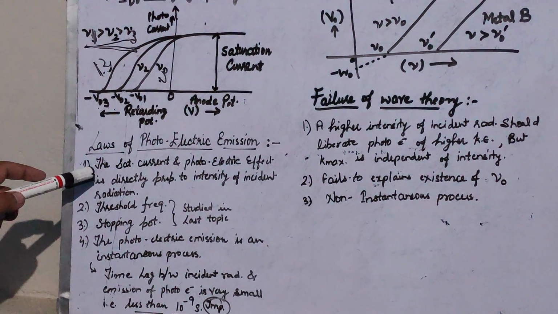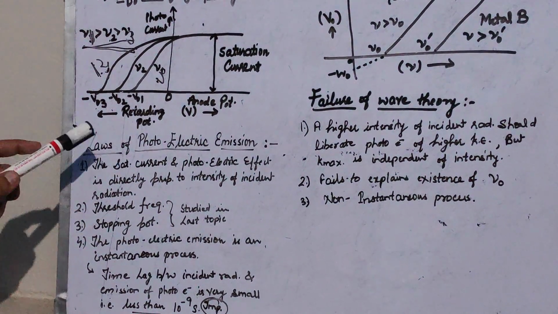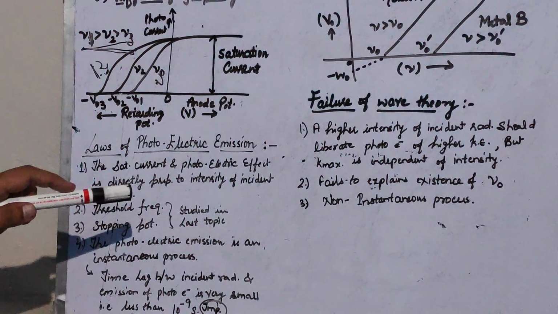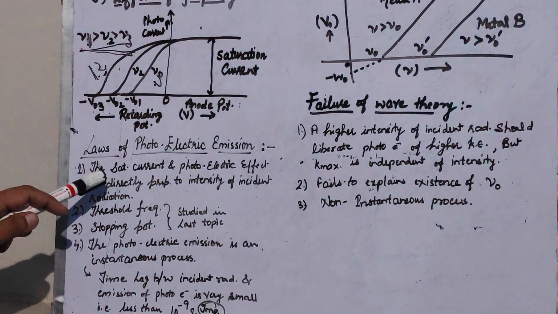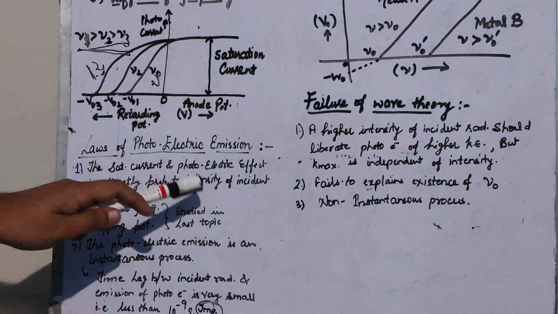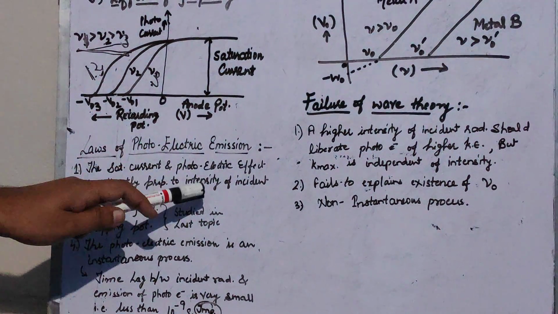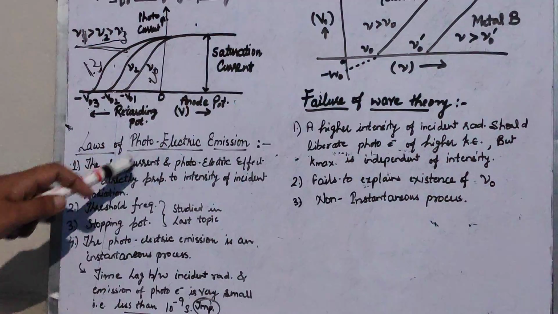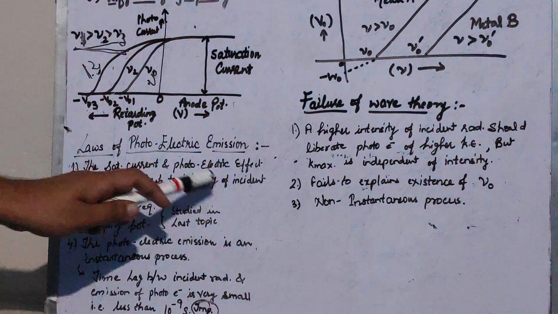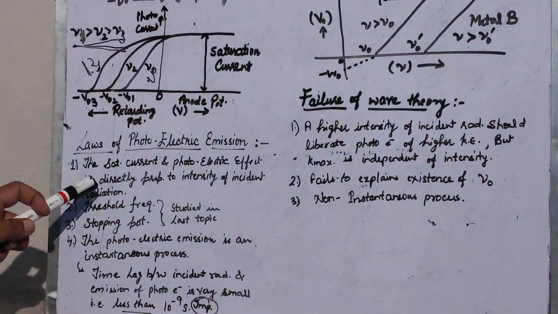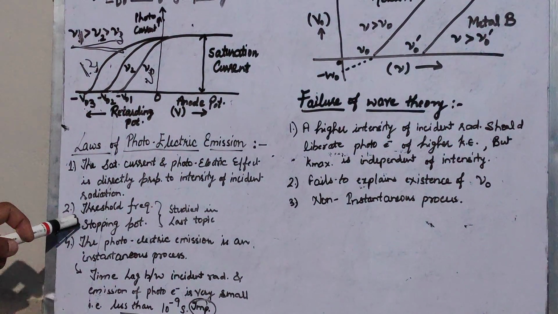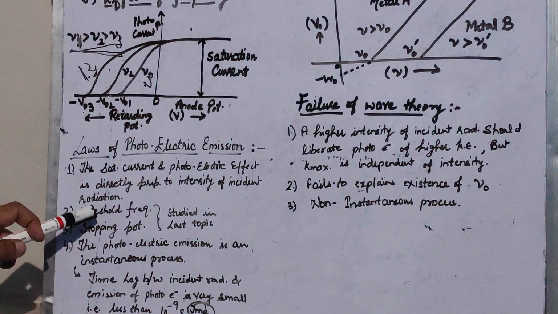For a given sensitive material and frequency of incident radiation above the threshold frequency, the photoelectric current is directly proportional to the intensity of incident radiation, and the saturation current is also directly proportional to the intensity of incident radiation. We have studied the effect of intensity, so this is clear. Next, we have the point about the threshold frequency.